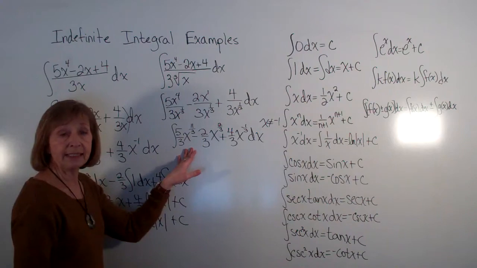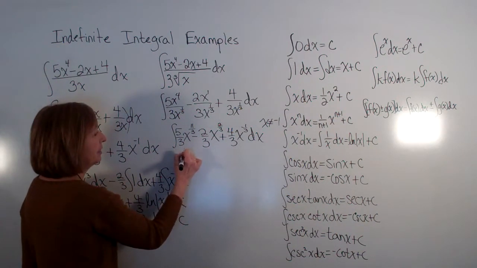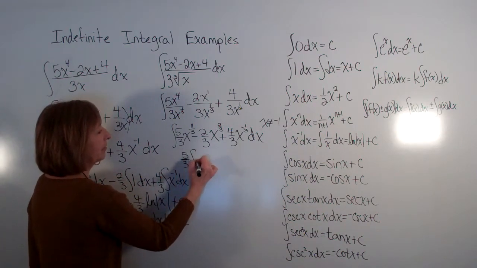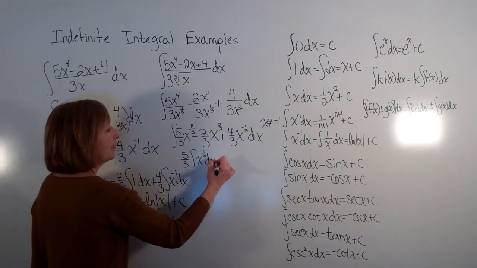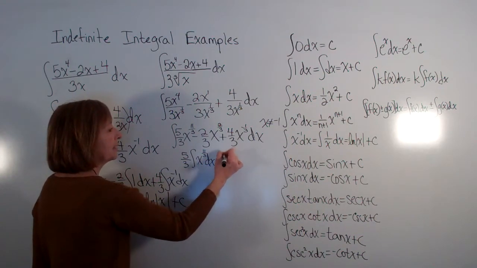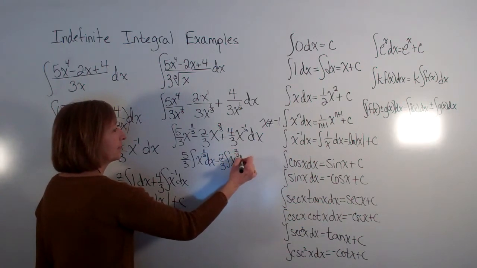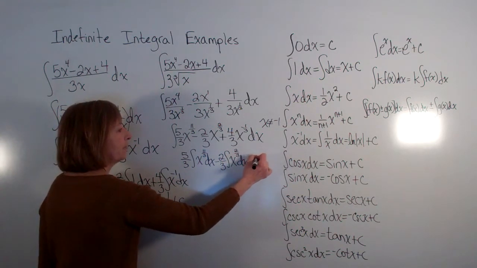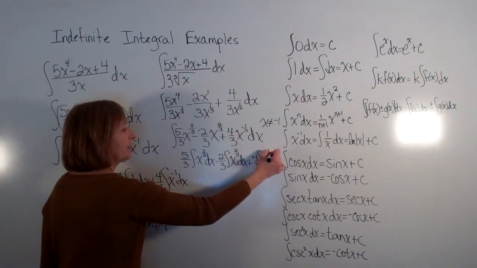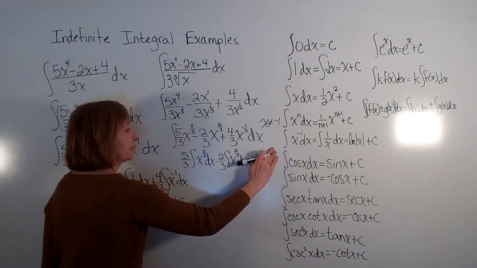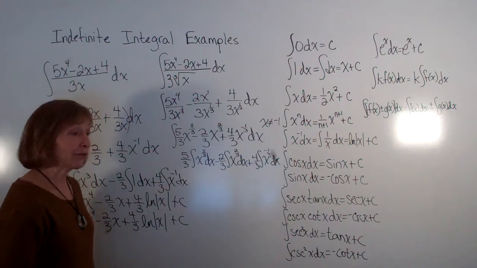Now we're going to write this as term by term integrals and bring out the common factors. So that's 5/3 times the integral of x to the 11/3 dx, minus 2/3 times the integral of x to the 2/3 dx, and then plus 4/3 times the integral of x to the -1/3 dx.